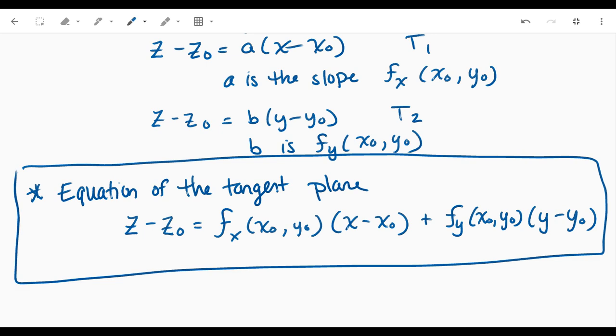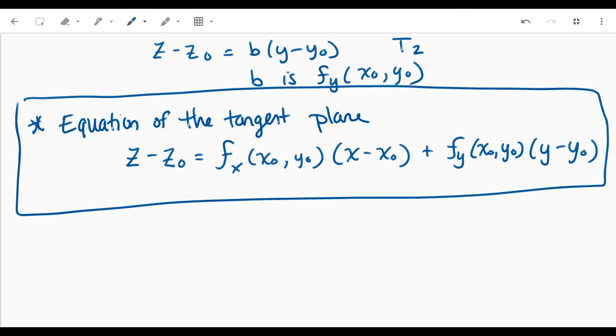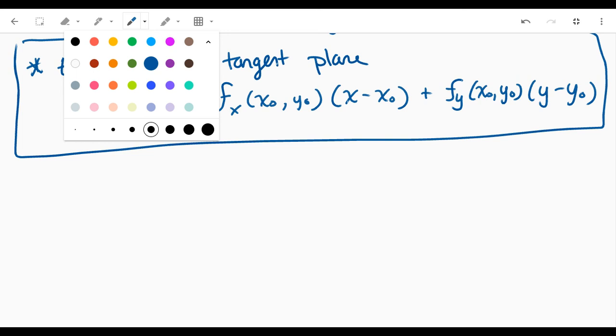Okay, so if you're given any function, we can get a point on it to find the tangent plane, right? Because the tangent plane will change depending on which point you choose. And then we can find those partials to get the equation of the tangent plane. So let's just do an example using that, okay? Switch colors here.